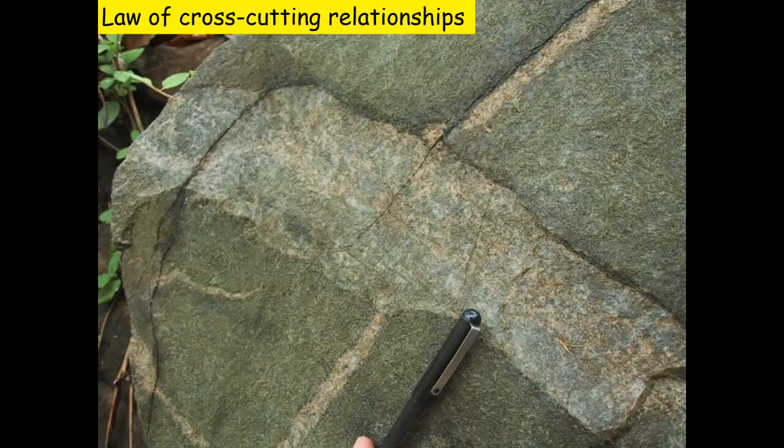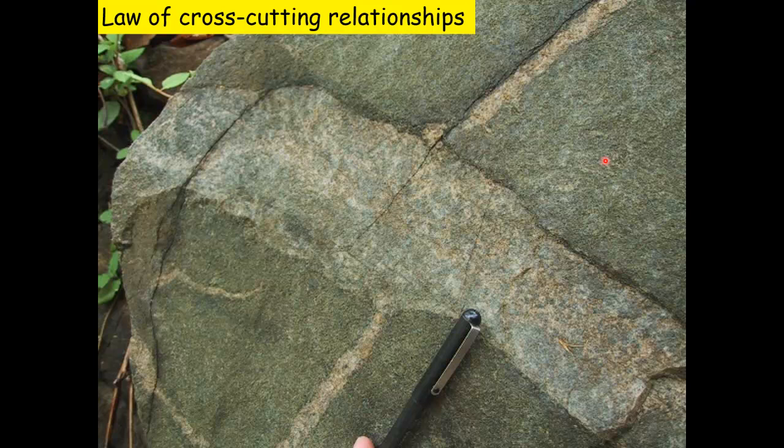Here's some examples of the law of cross-cutting relationships. Here we have a granitic rock that's been cut by an intrusion of magma. So this intrusion of magma here has to be younger than the granitic rock. Actually, there's another stage here of cross-cutting relationships we can infer.